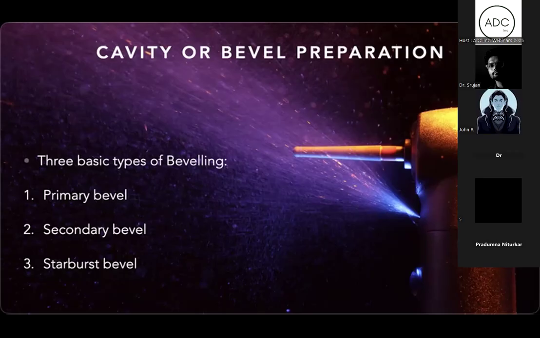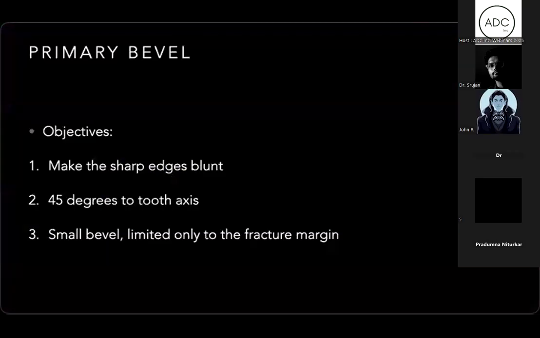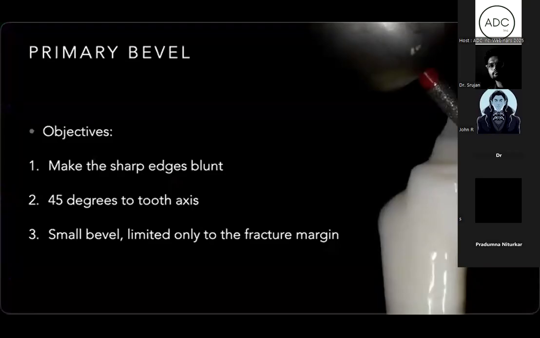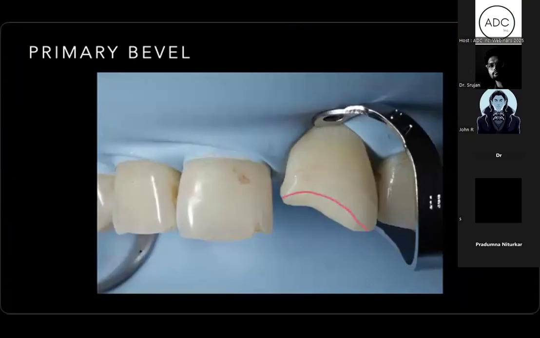This is obviously modified over the years now. I took some quick pictures for your demonstration. So this is primary bevel, and this is how you do it. You place the burr 45 degrees to the tooth axis. The main objective of primary beveling is to make the sharp margin blunt. The fracture margin, it should be blunt. We don't want sharp angles anywhere, right? It is a very small bevel, probably 1 or 2 mm, and it is limited only to the fracture margin. Okay, that's it. That is your primary bevel. It's done. This is how it looks like clinically, right?